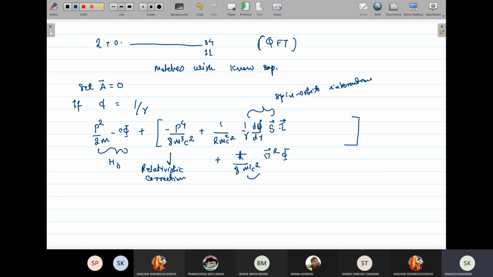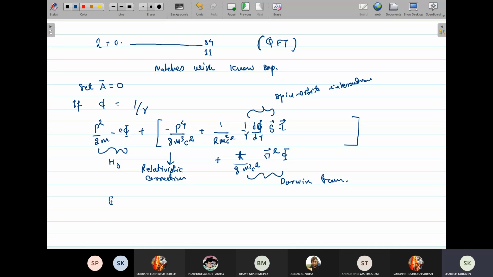And this new term is called the Darwin term. We are not going to derive this, but in the next class I will give the physical meaning to all these terms. These are terms we already expect. Why do we expect this kind of terms?